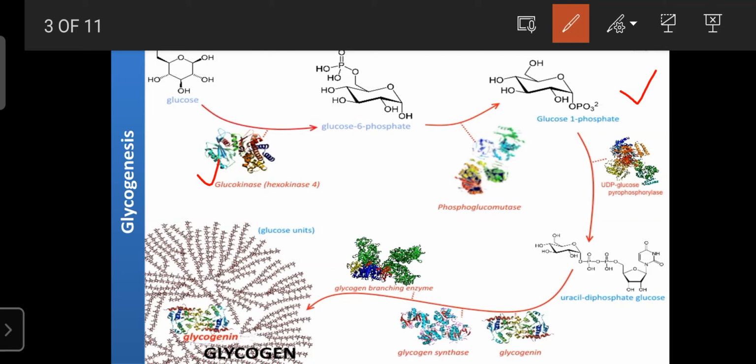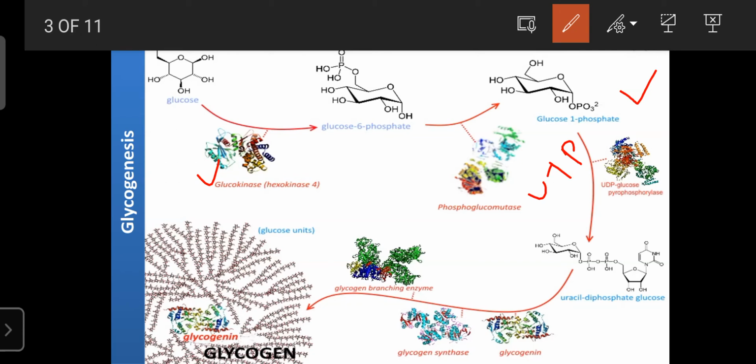Beyond that, there is another reaction where this phosphoglucomutase first adds the phosphate group to the first position of glucose 6 phosphate, and later removes the phosphate from the sixth position and yields glucose 1 phosphate. Like that, this enzyme phosphoglucomutase can convert glucose 6 phosphate into alpha glucose 1 phosphate.